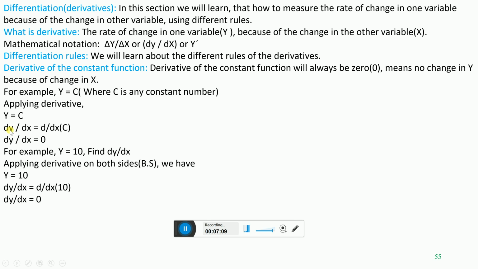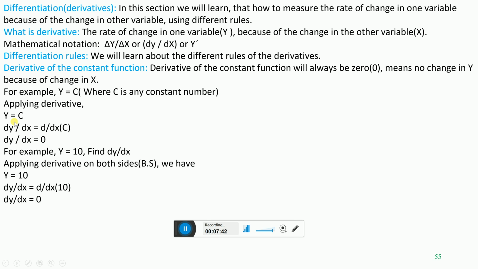So this means I am going to measure to estimate change in y because of change in x. But when I am applying the derivative, on the right hand side we have the value of the function, the value of y. So here we will apply the derivative on the constant c, and what is the derivative of any constant number? That is 0. So 0 means the change in y because of change in x is 0. No change in y if x changes.